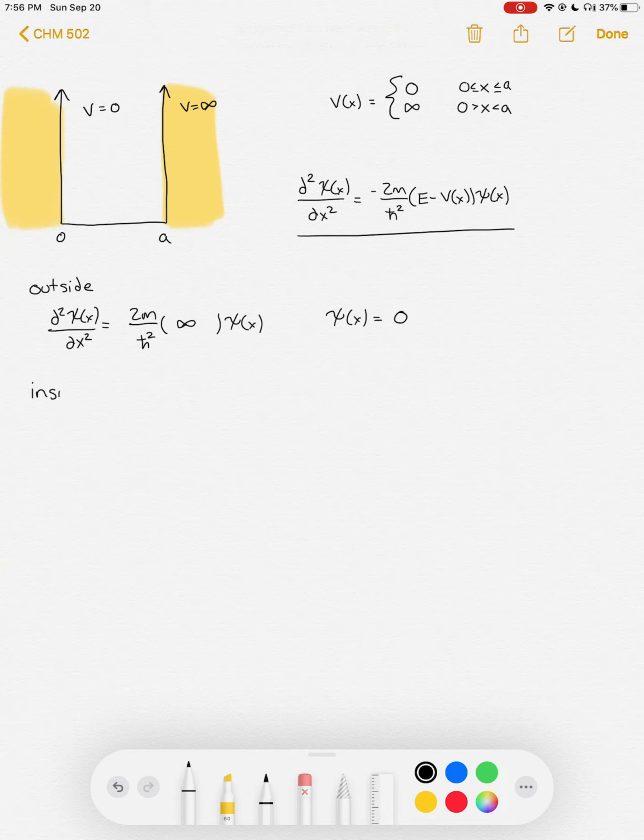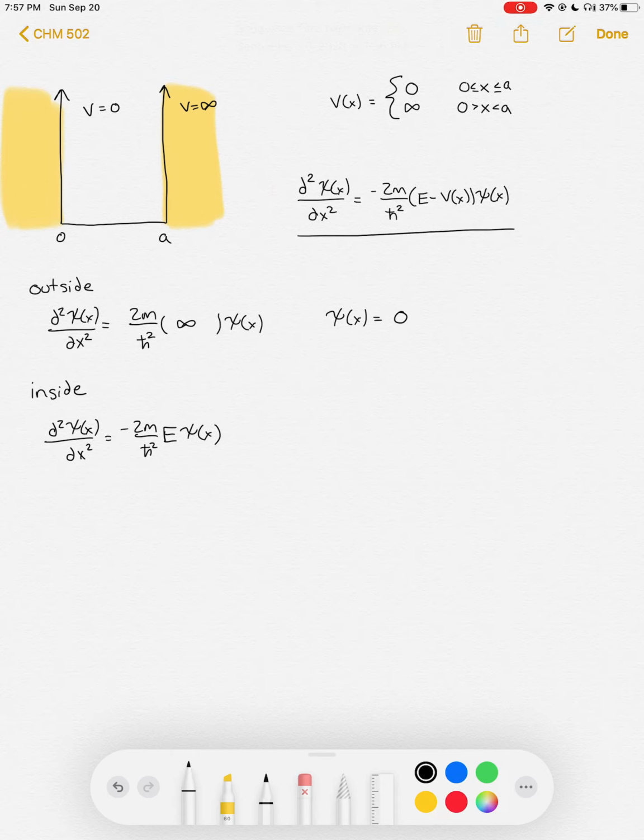Inside the box, that's not the case. Inside the box, the second derivative of our wave function with respect to position is equal to negative 2m over h bar squared times the energy, and now the potential is 0, times the wave function. Here, the wave function doesn't have to be 0, so we can think about how to solve this. This is a simple differential equation where we need to take two derivatives of our function, and that needs to return our function multiplied by a negative constant.